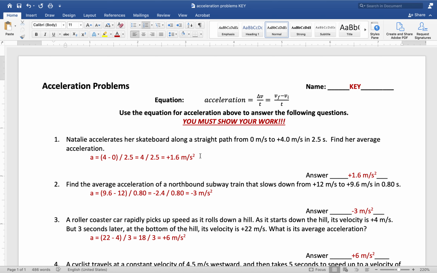But remember that acceleration is a vector. So you have to put the positive sign on it. Make sure you put the positive sign in your answer: positive 1.6 meters per second squared. Remember, the units for acceleration are meters per second squared, because you're doing velocity divided by time. Velocity is already meters per second, and so you're doing meters per second divided by seconds. So it's going to be meters per second squared.